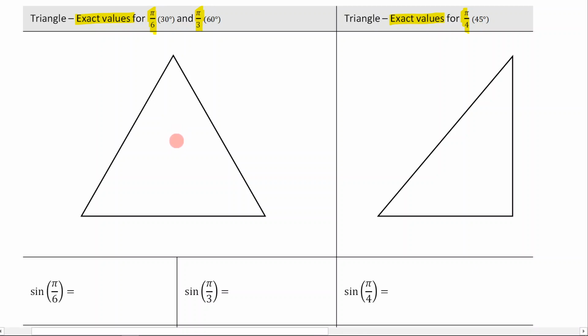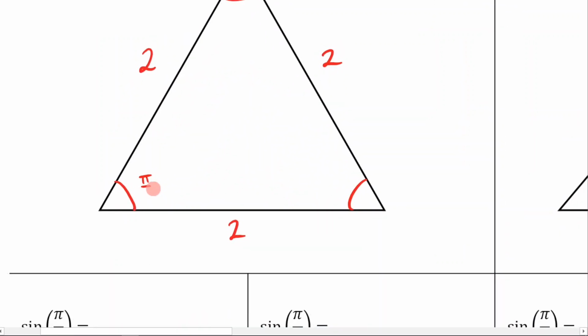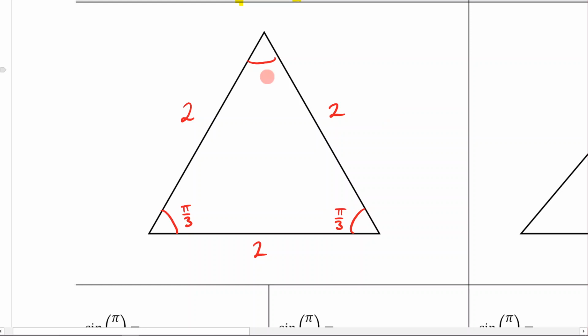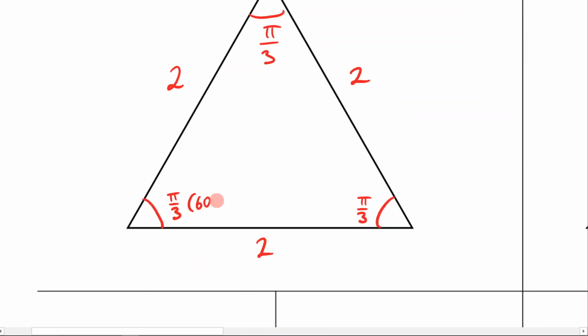So this is an equilateral triangle. Each length is 2. If it's equilateral, we can also say something about the angles. Remember, a triangle adds up to 180 degrees, and if it's equilateral, all the angles are going to be equal. So that means they're all going to be 60 degrees, and we want to write that in radians, so we're going to say it's pi on 3. This is going to be pi on 3, and then let me just zoom out here. This is also going to be pi on 3. You might also want to just make a note to yourself, pi on 3 is 60 degrees, just in case you're curious.